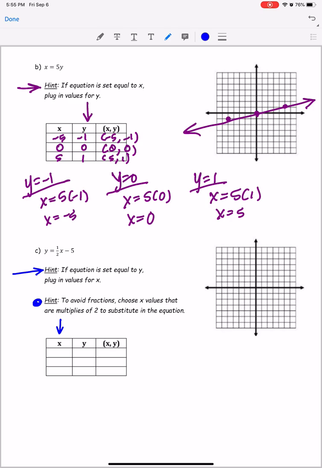Now you do have another hint here. It says to avoid fractions, choose x values that are multiples of 2 to substitute in. So since we're always dividing by 2, it's going to be easiest if you pick numbers that are multiples of 2. So instead of picking some 1s, let's go with maybe a 0, a 2, and a 4. Again, rewrite this if you don't like that fraction. This is the same as 1 times x is x, so we get y equals x. This is still being divided by 2, so x over 2, and then minus 5.